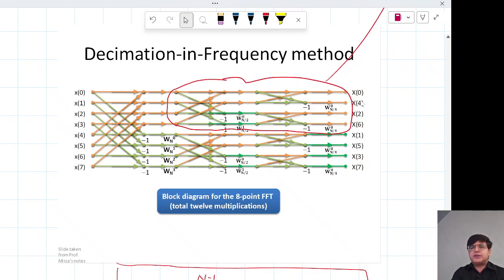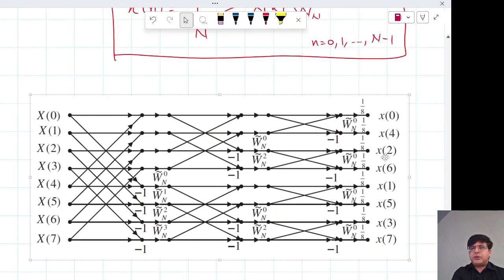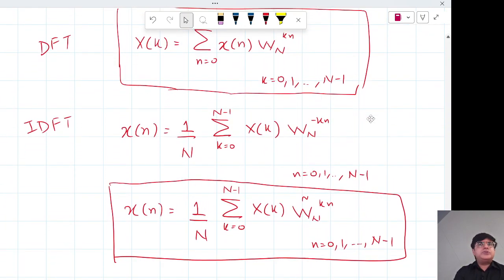For example, for the 8-point DFT, you get 0, 4, 2, 6, 1, 5, 3, 7. So you have the exact same structure, just replace w subscript n with w subscript n tilde, and you just divide with 1 over 8 at the very end, 1 over n at the very end. So this way you can use the FFT algorithm to also compute the inverse.